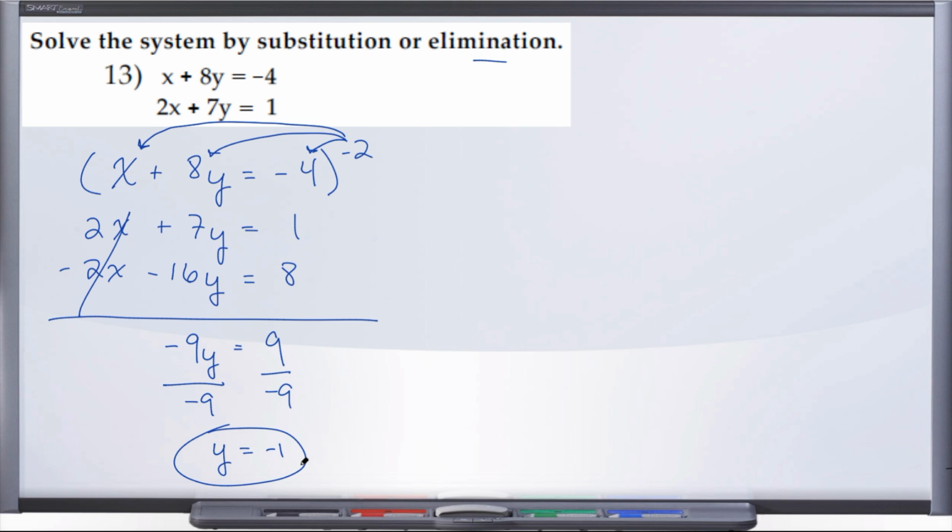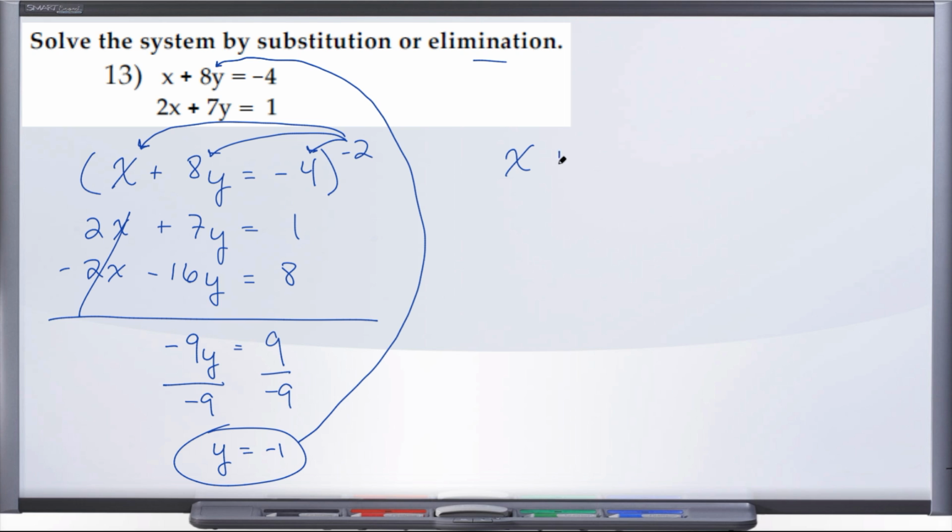And now that we've solved for y, we have a real value for y. We can take this value and plug it back into one of the original equations. Doesn't matter which one you want to use. You can choose either. You'll get the same answer. Or, of course, you could use the manipulated equation here, when we multiplied by negative 2. You could certainly use that one if you wanted to. But I think I'm going to use equation number 1. I think it looks probably the easiest of all three equations that we have here.